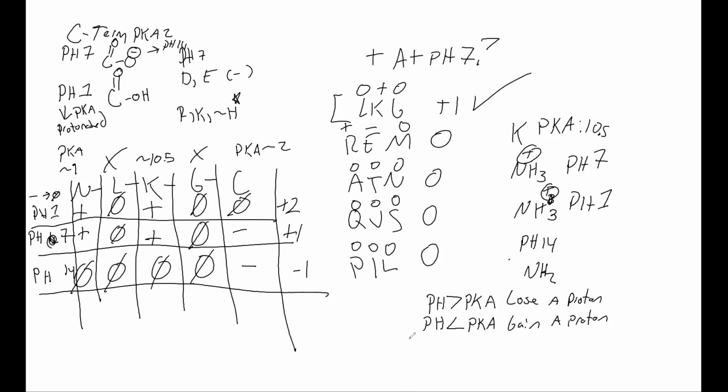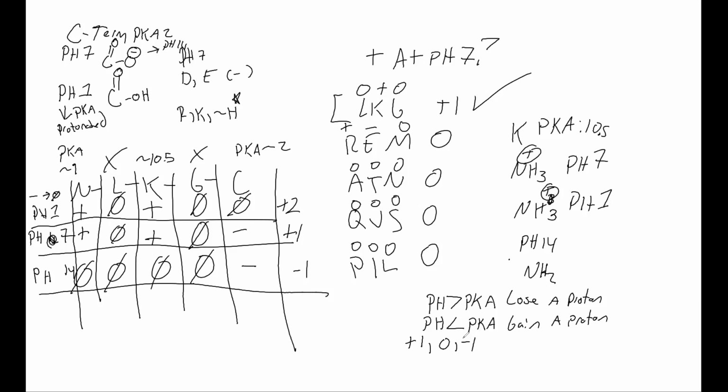Amino acids are either +1, neutral, or -1. You can't have an amino acid that's +2 or -2. That's a common mistake I see with this. For example, for lysine at a pH of 1, a lot of people want to say lysine is +2 because you're below the pKa, so you must gain a proton.